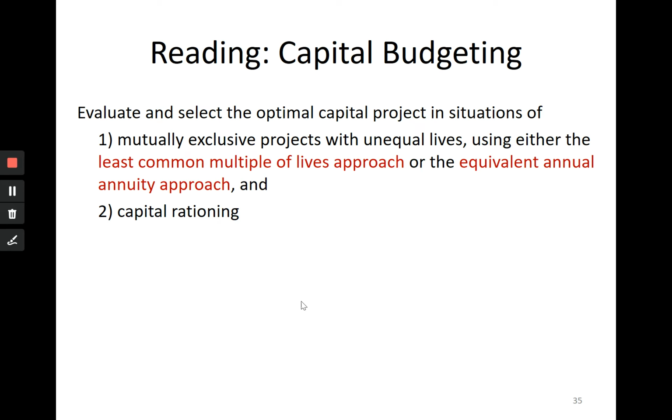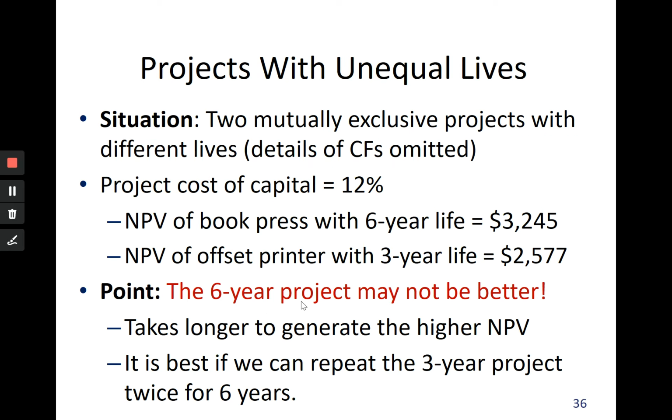Now let's go to looking at optimal capital projects where we have mutually exclusive projects and their lives are unequal. There are two methods to use here. One is called the least common multiple of lives approach, and the other one is called the equivalent annual annuity approach. Finally, we want to discuss capital rationing. Let's start with projects with unequal lives.